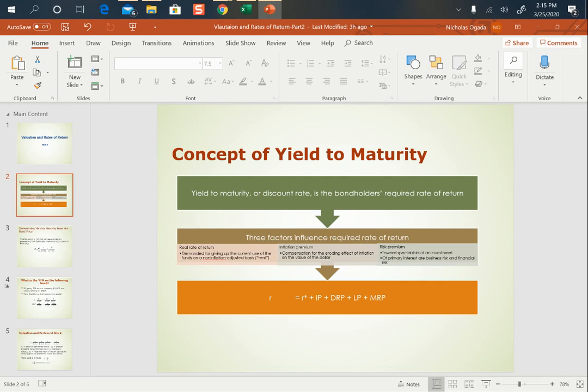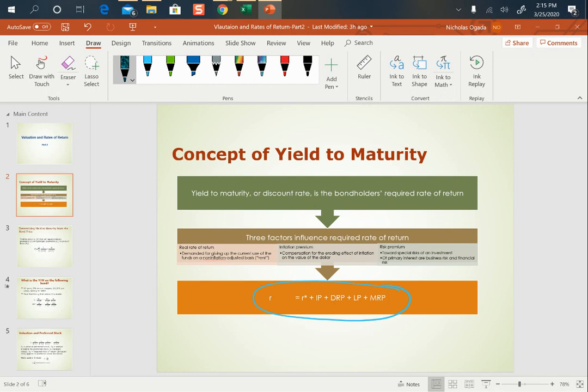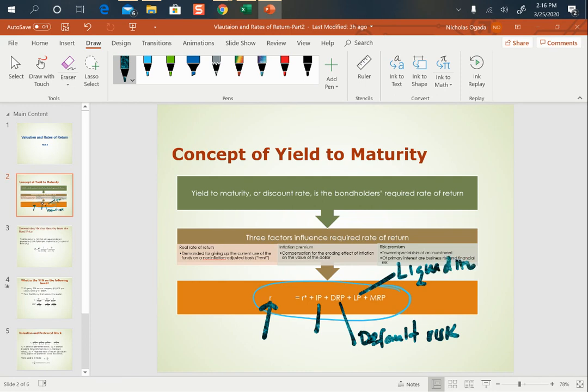So in summary, when we're talking about the required rate of return, the R, this R is influenced by the risk-free rate, assuming there's no inflation. If inflation exists, then of course we have to add the inflation premium, and we also have to add the default risk, and we also have to consider the liquidity premium.